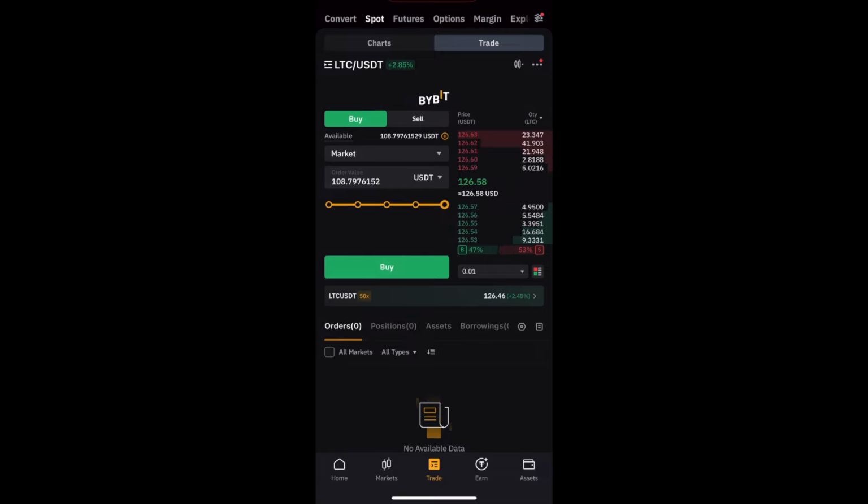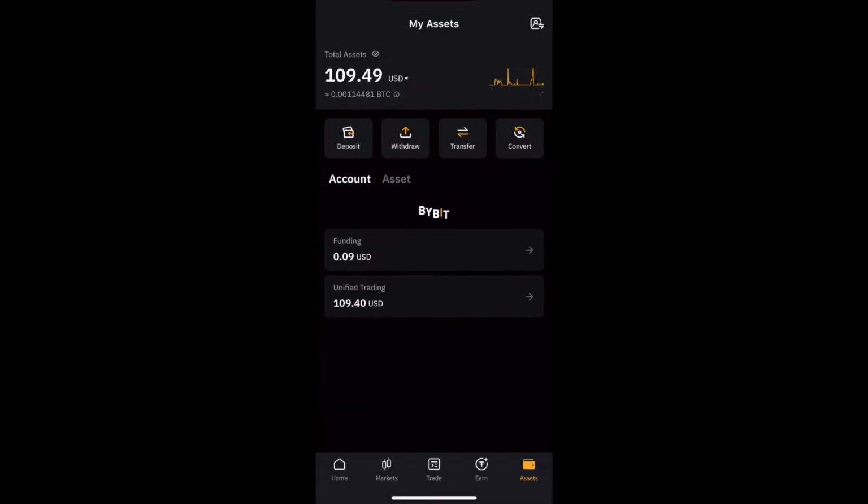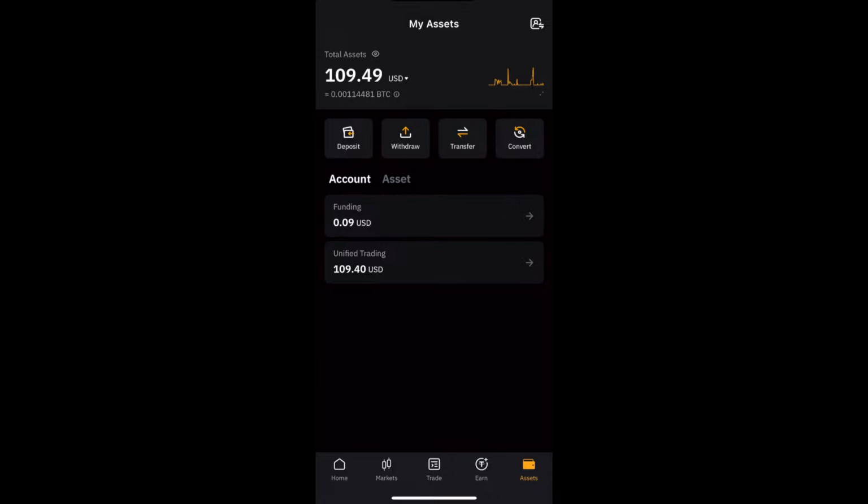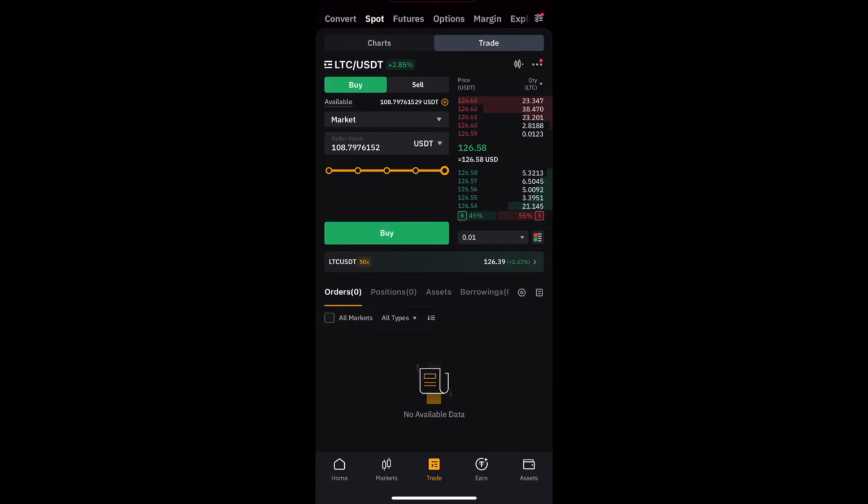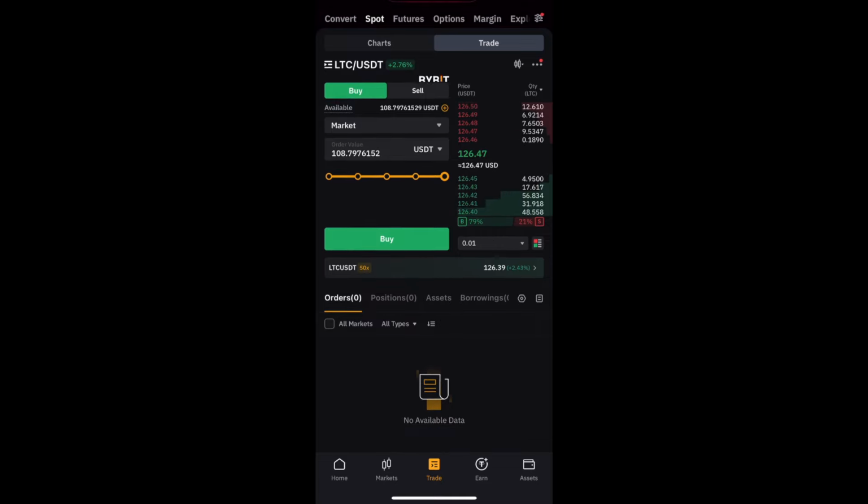And yeah, you can also see on my wallet that we made some profits right here, over 9 USD and stuff like that. So this is how triangular crypto arbitrage is done, guys, and it's very simple.